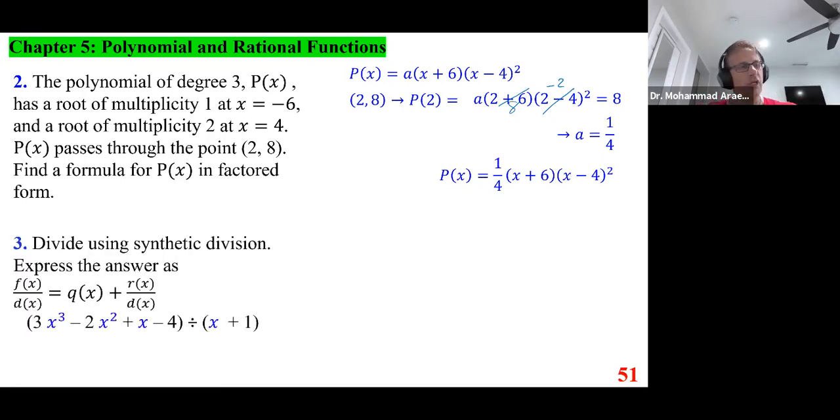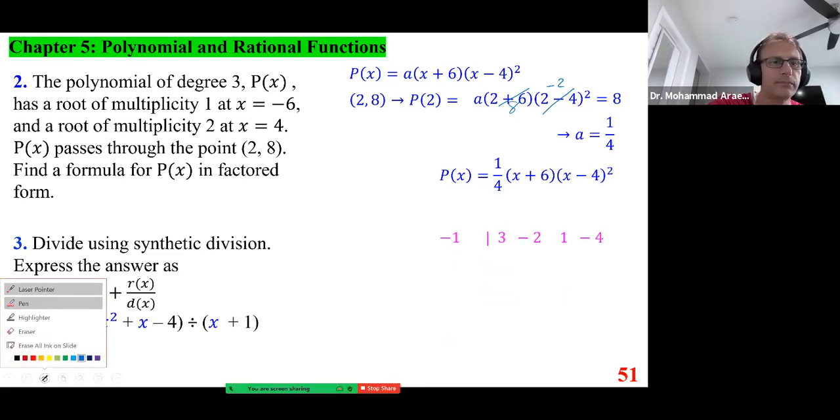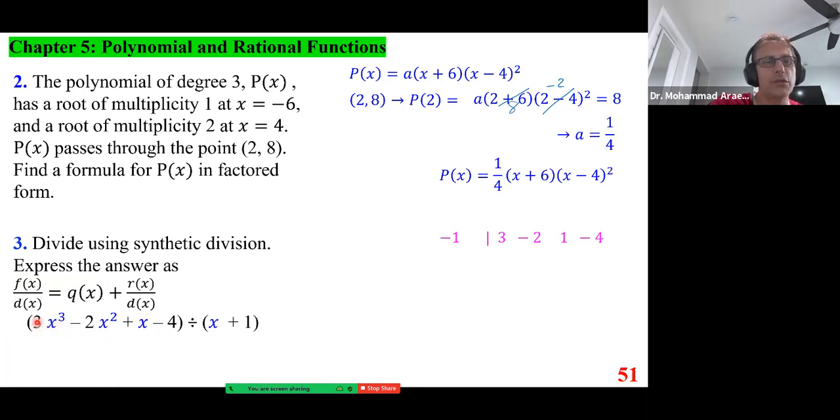Divide. We can do long division. We can do synthetic division, because we are dividing by x plus 1. Here's how we get that started. We put this in order: 3, minus 2, 1, negative 4, and for this one, x plus 1, we put minus 1. If it's x minus 1, we put positive 1 here. So in general, if it's x minus k, k goes here.